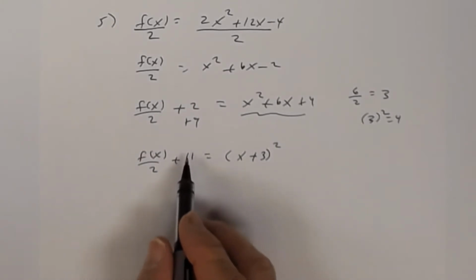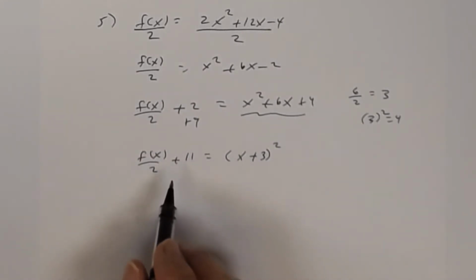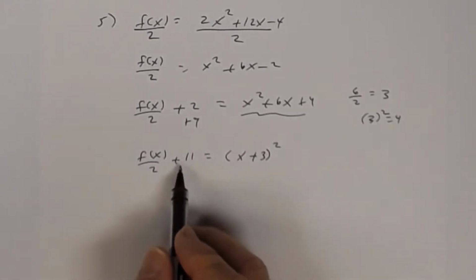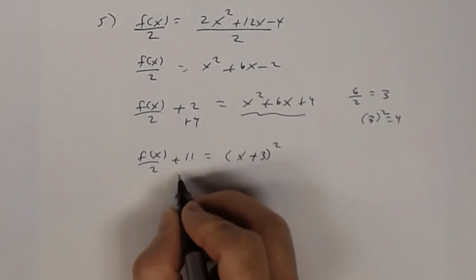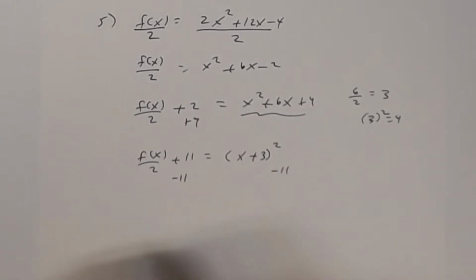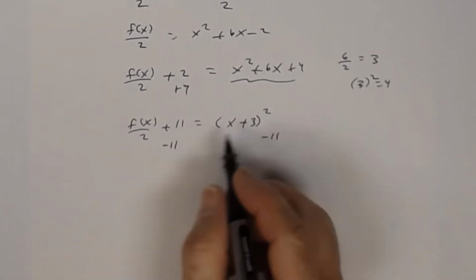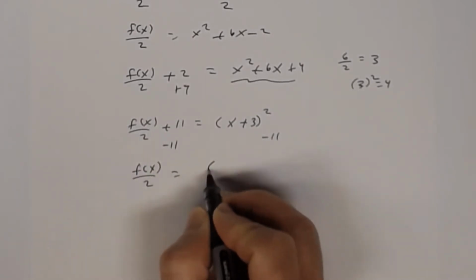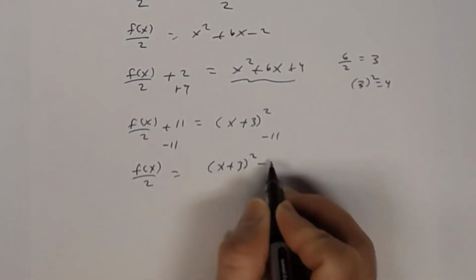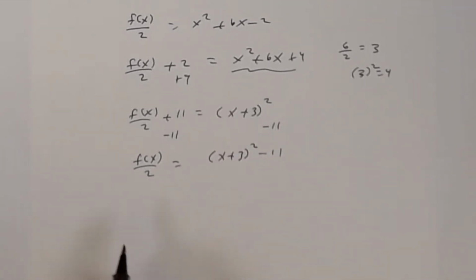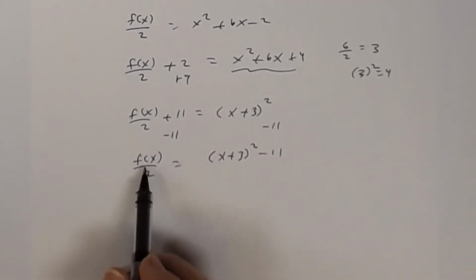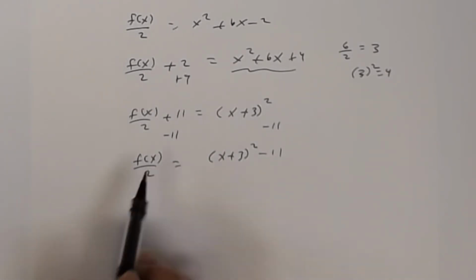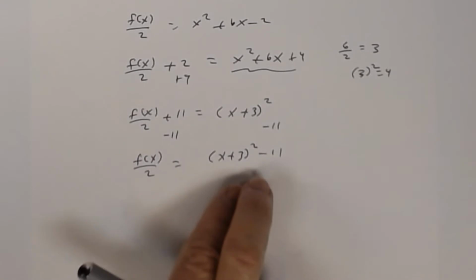Now here's what we're going to do next. Listen carefully to this, and you have to be careful. Let's subtract 11 from both sides. Just keep the process the same that we've been doing in the past. When I do that and combine like terms, I get f of x divided by 2 equal x plus 3 squared minus 11. Now remember, you have to get f of x by itself. Right now you're dividing by 2. The opposite is to multiply by 2. So the next step is to multiply both sides by 2.